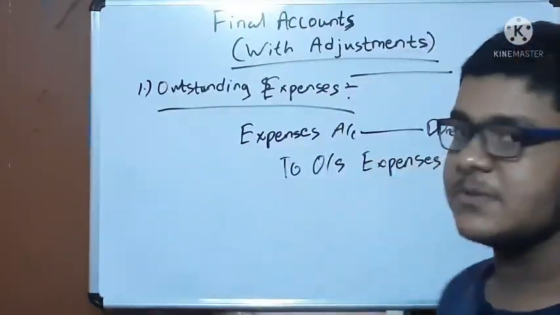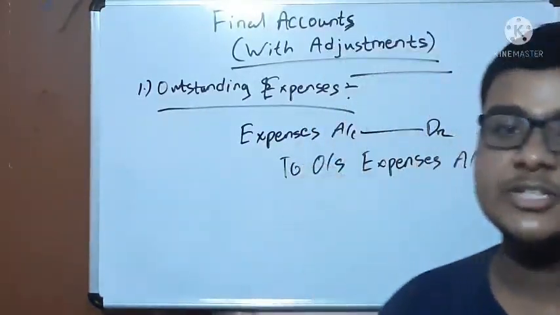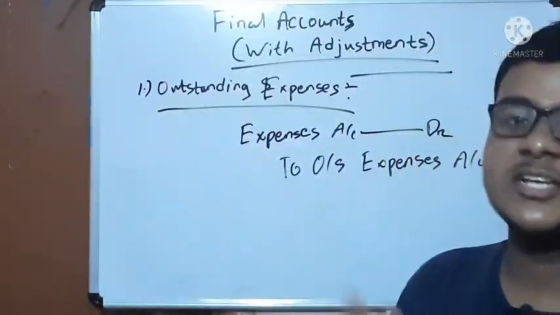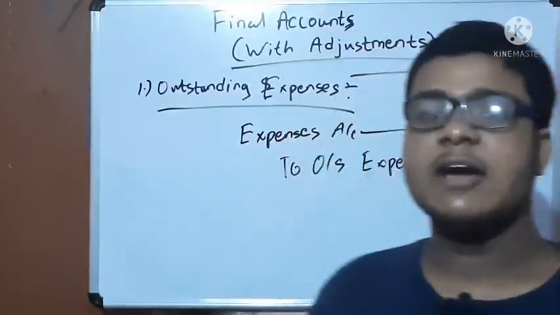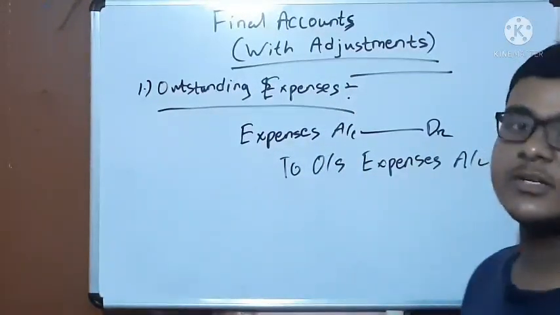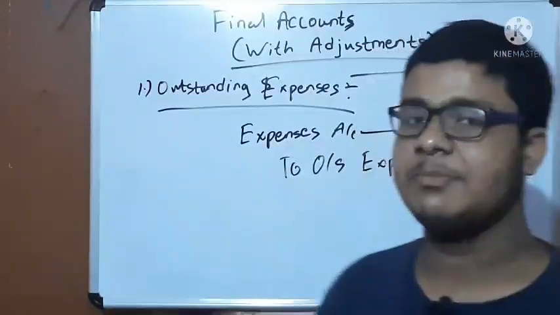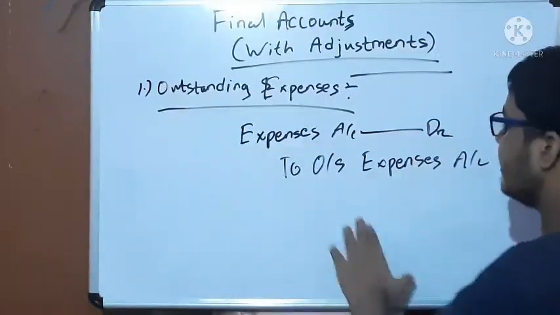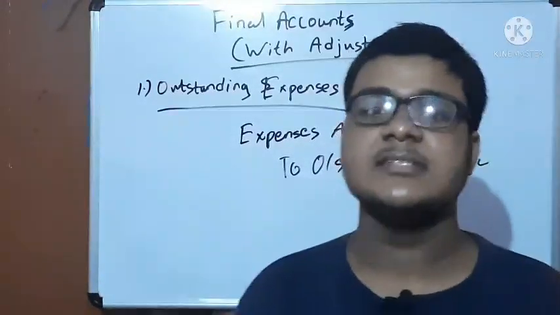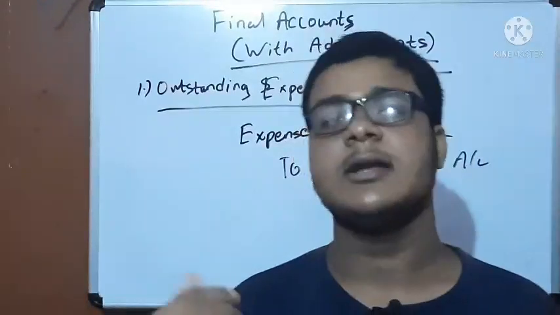But outstanding expenses, as it is the liability for the current accounting period, as it is due, but the amount of such expenses is not paid, so it is referred to as outstanding expenses, and outstanding expenses is treated as a liability. So liability means what? Liability means credit. Liability increases credit, liability decreases debit. So when a liability increases, it is credited. So the outstanding expenses is called a liability.